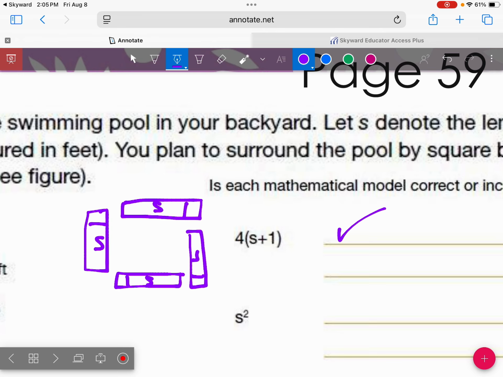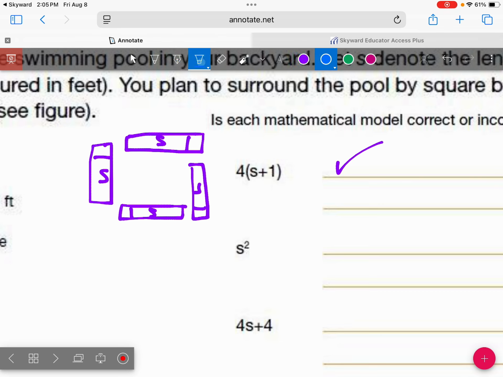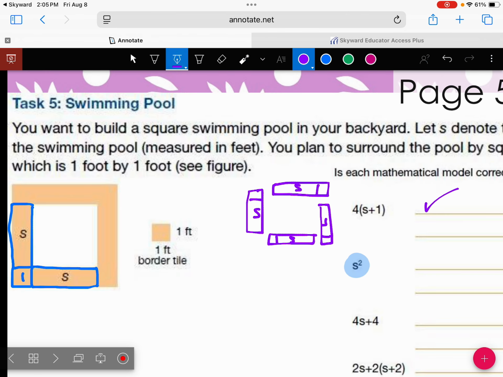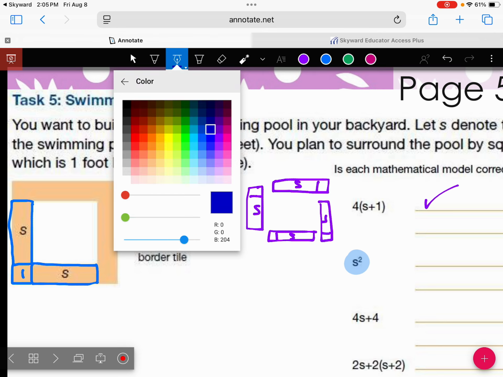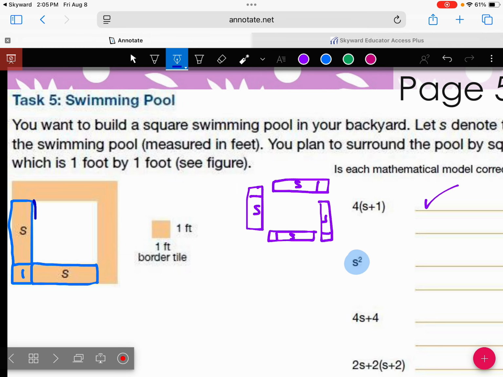What about if we look at S squared, or S times S? No. Why not? What is S times S? Not the same as 2 S's. What would S squared, or S times S, be for my pool? It's like that's S times S, right? Length times width, also known as our area.